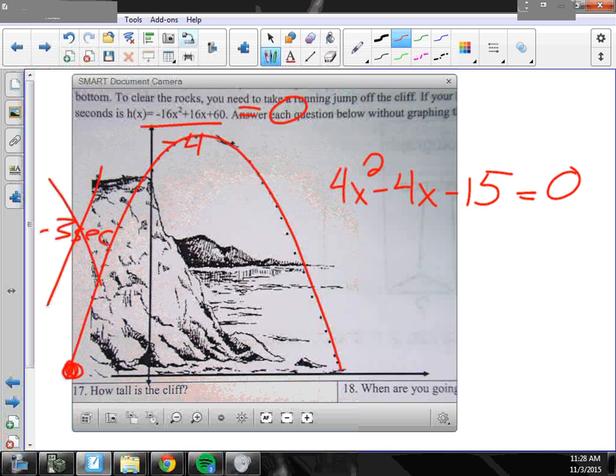Because the next question, 19, asks, when will you reach your highest point? How do you find that? It's the middle of the two roots. So I don't know, maybe that's 1 second after you jump. Okay, the next question asks, how high did you jump? How would you figure that out?